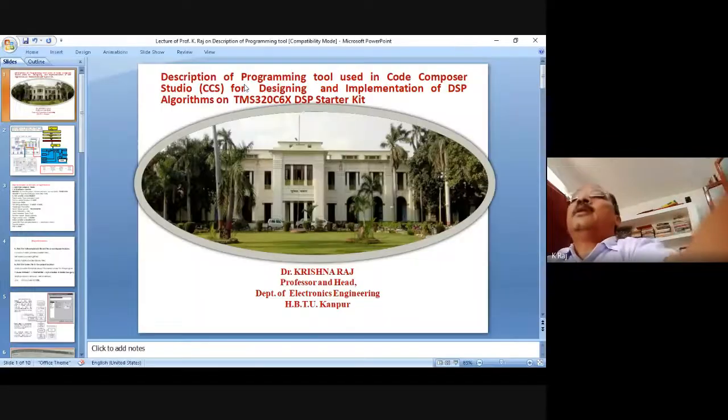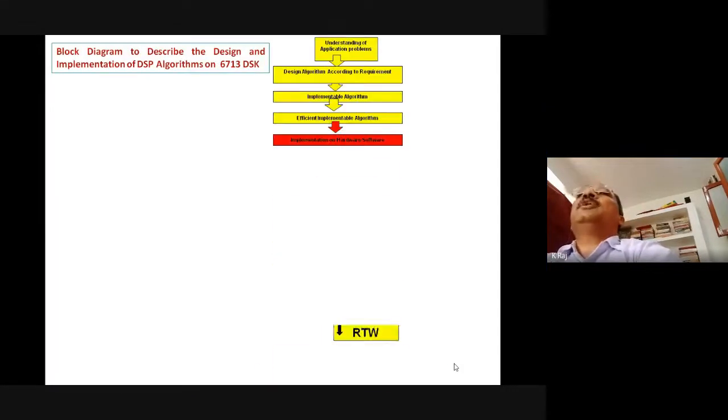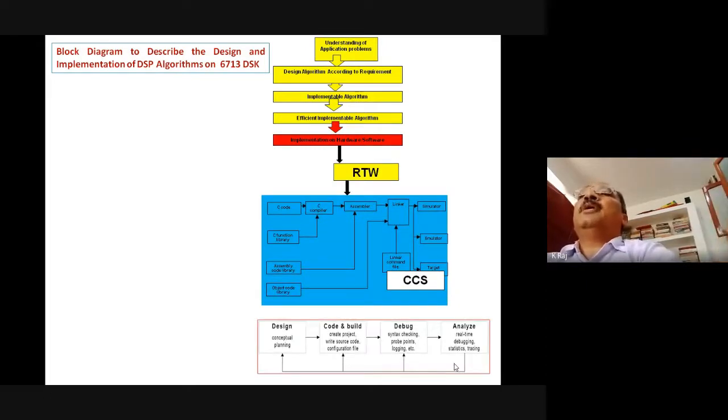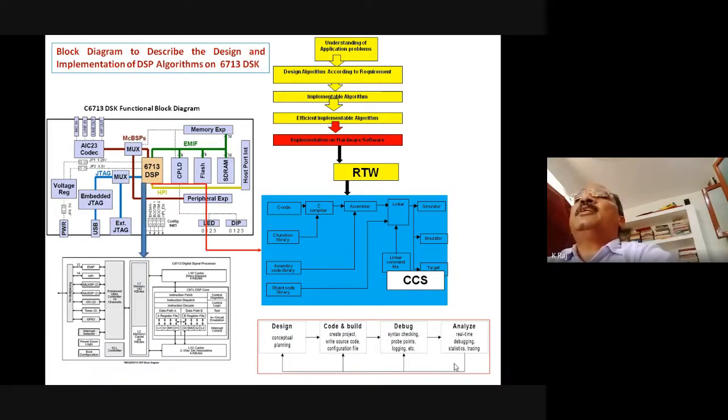Again we are coming to the steps here, which we have described in this one. Whatever we have described in the steps are related to this one. First we have developed the code, and after designing, that is the conceptual planning, the coding and building takes place, and in the coding and building we create the project, we write source code, and then configuration takes place, and then debugging takes place. In the debugging, syntax checking, probe points, and logging etc. take place, and then analysis, that is the analyze, real-time debugging, statistics, and tracing takes place here.